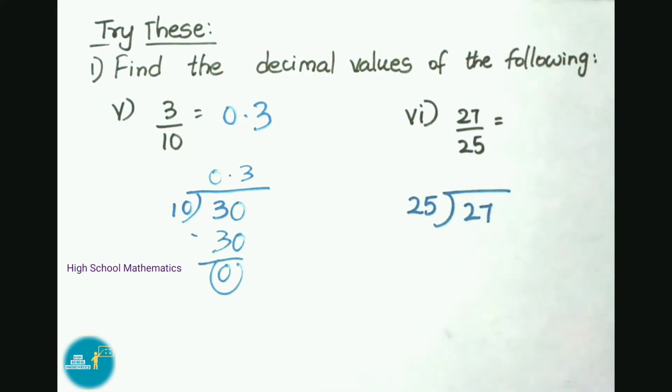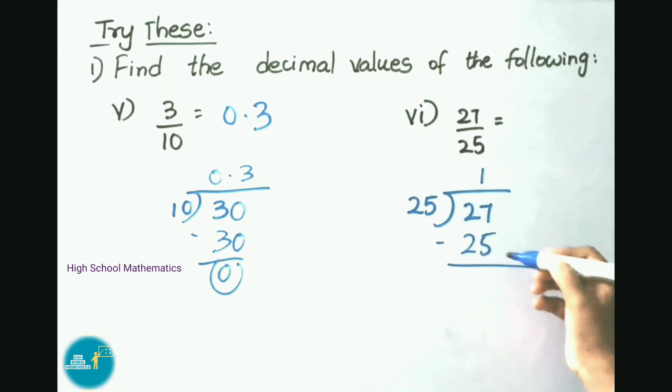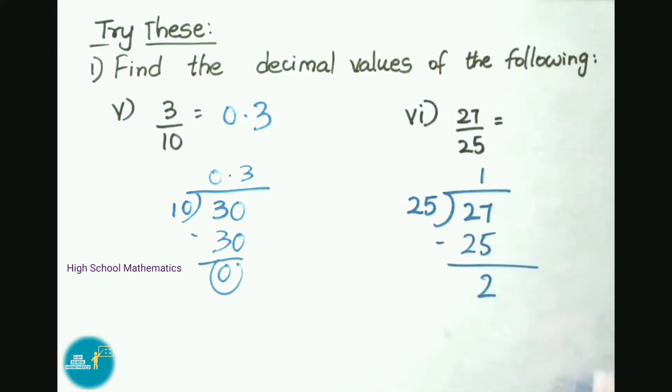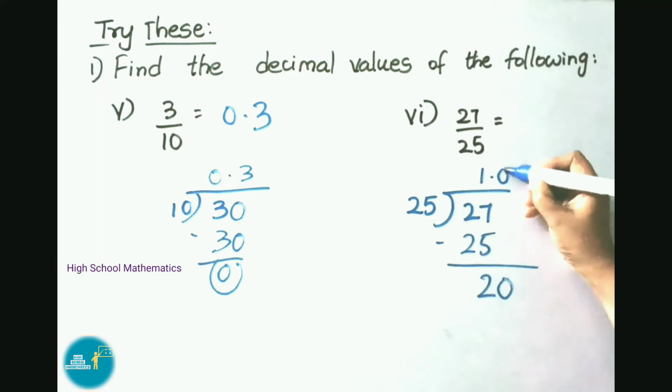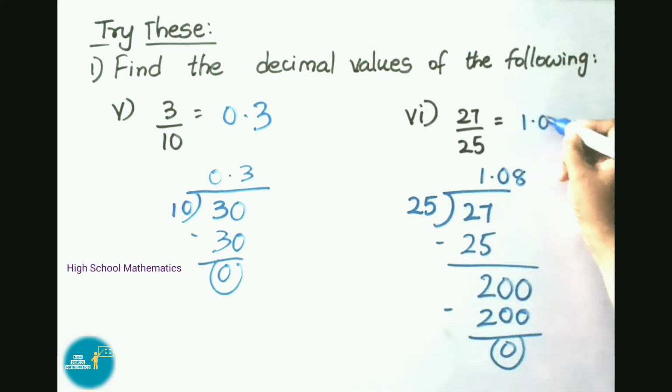See now sixth sum, 27 by 25. That means we have to divide 27 by using 25. 25 ones are 25. 27 minus 25, remainder is 2. Keep decimal here and add a 0. Now the number is 20. 20 is less than 25, so add a 0 in the quotient and also add a 0 here. Now the number is 200. 25 eights are 200. So 200 minus 200, we get a remainder 0 and the answer is 1.08.